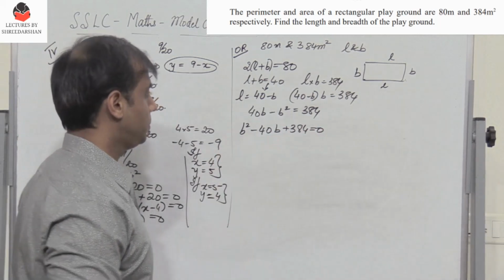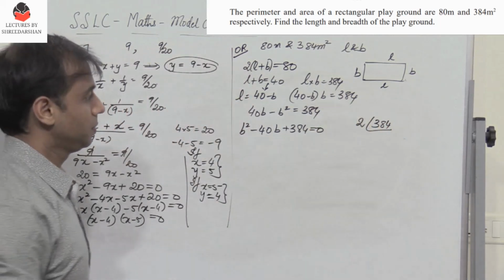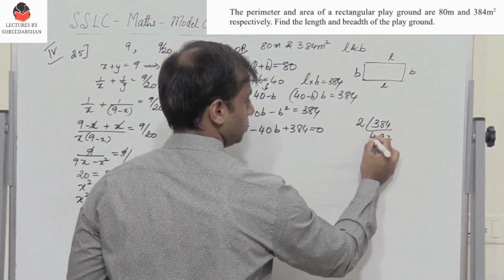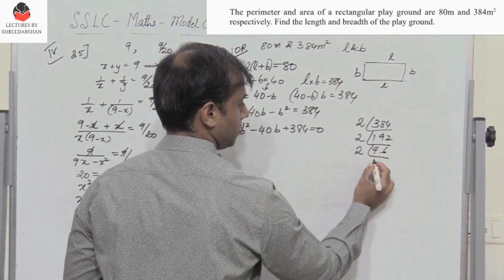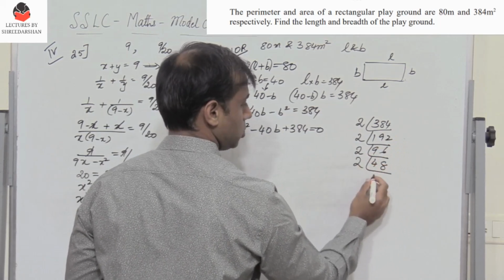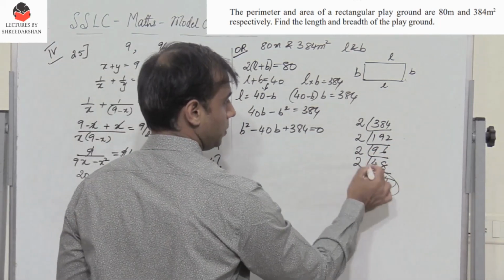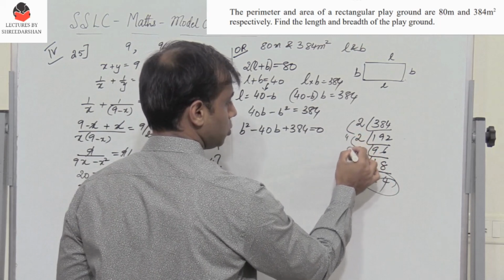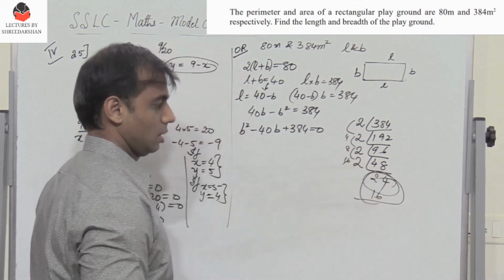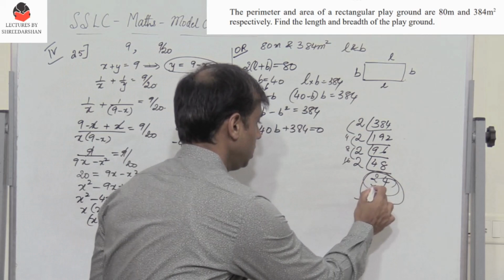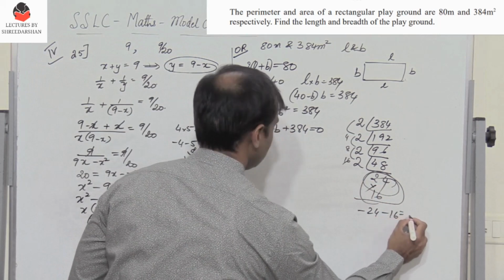Right? So how do I find the value of B? Let me divide 384 by 2. When I do that, I get 192, again by 2 I get 96, then again by 2 I get 48, then again by 2 I get 24. If I observe, this is 24, 2 into 2 is 4, 4 into 2 is 8, 8 into 2 is 16. I have 16 here. So 24 into 16 will give me 384, whereas minus 24 minus 16 will give me minus 40.